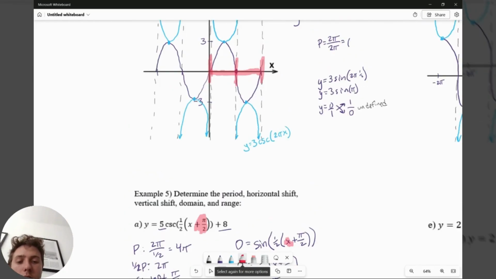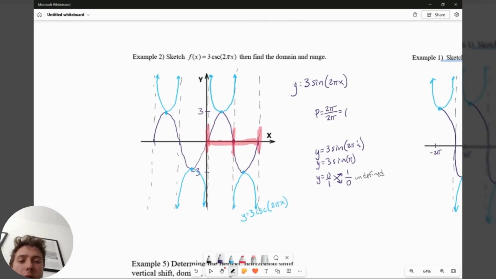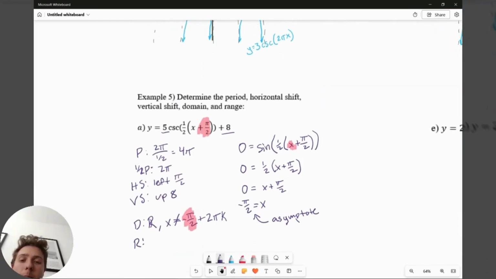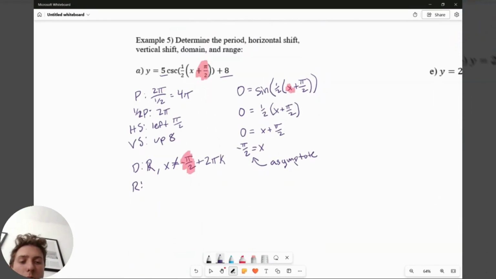Let's look at the range. Range, if we look at this graph, we know it goes down forever with those arrows. It goes up forever. But we exclude this area in the middle. Well, we can find those values by figuring out the minimum of our sine or cosine graph as well as the maximum of our sine or cosine graph. We know that those are where the function for cosecant and secant would stop. Well, in this case, we have a midline of 8 for our function.